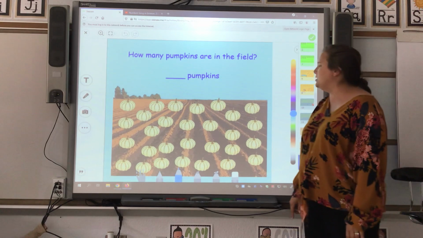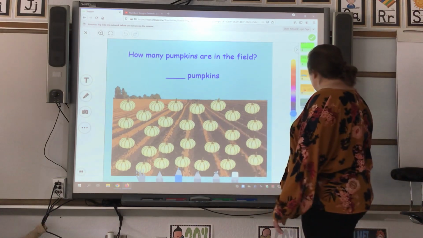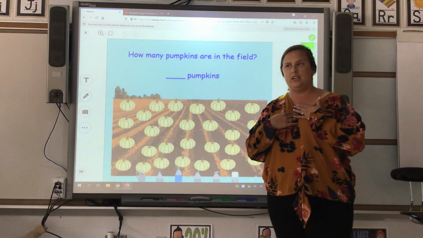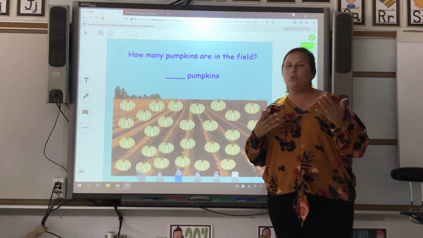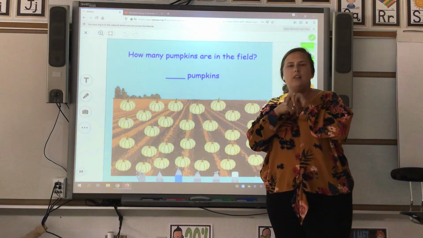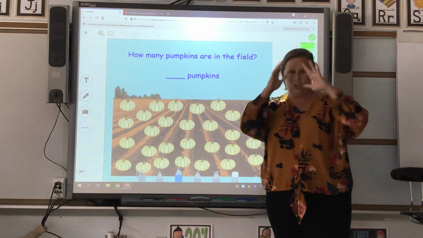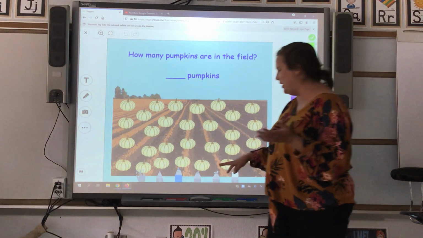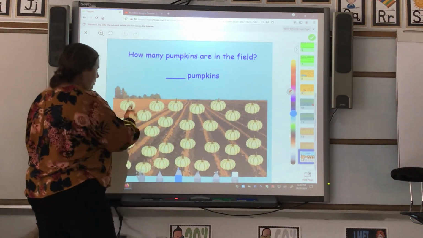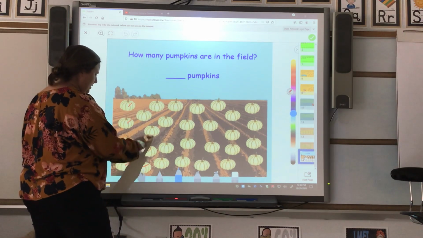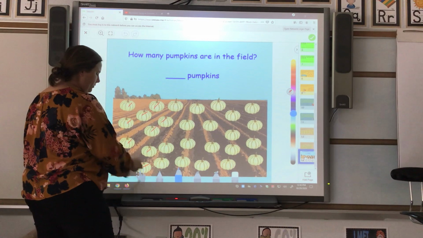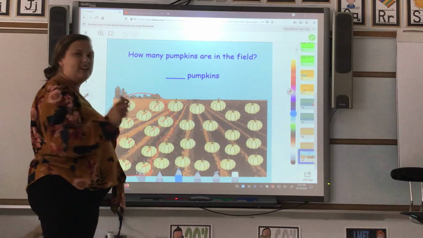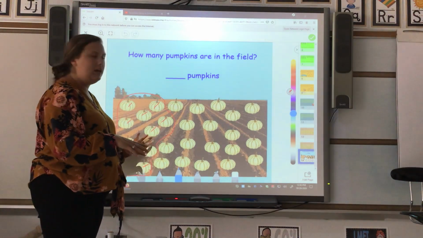All right, and your last problem says how many pumpkins are in the field? I am gonna circle groups of 10. You could do 5s. I wouldn't do 1s just because that might be a little bit tricky and a whole lot of counting and you might lose place of where you're at. So let me see. Also love these pumpkins are white and pretty. Wow, we usually see orange pumpkins. All right, so 1, 2, 3, 4, 5, 6, 7, 8, 9, 10. I'm gonna circle my first 10. Remember, it's important to take your time so you don't accidentally circle too many or not enough.